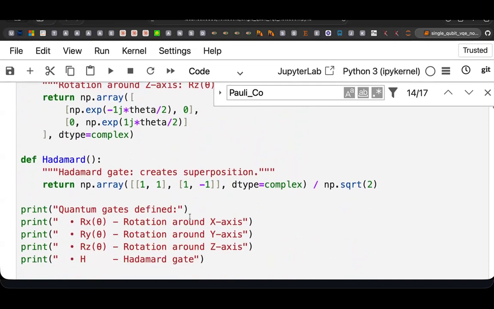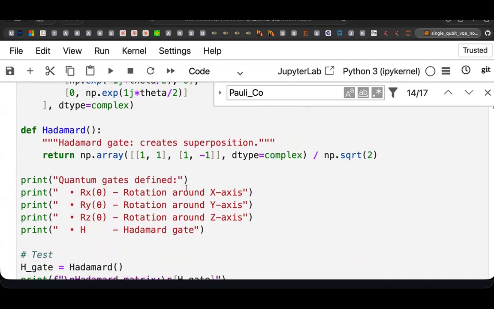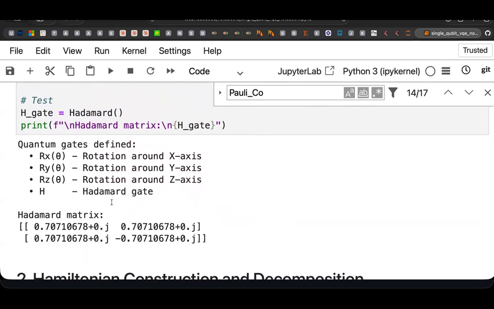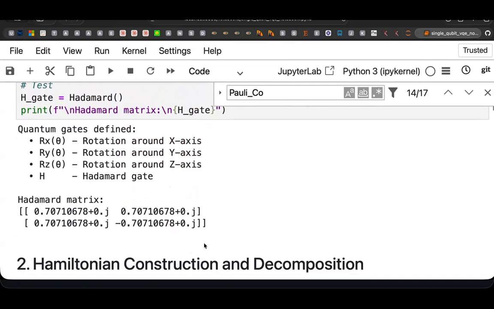Then we have the Hadamard gate, which is given by this. And then we define the quantum state by a rotation around the x-axis, y-axis, and z-axis. And these are just simple tests. And you can see now that the Hadamard matrix comes out as it should be.